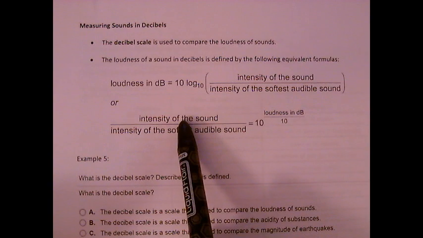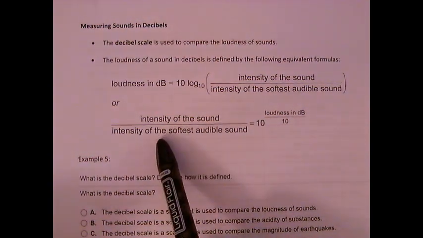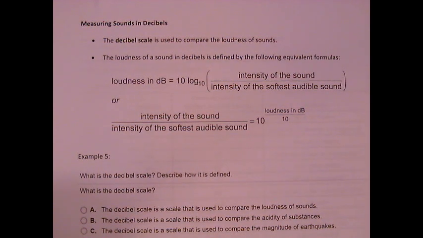Or we can use this formula right here. The intensity of the sound divided by the intensity of the softest audible sound is equal to 10 to the loudness in decibels divided by 10. That right there is an exponent.